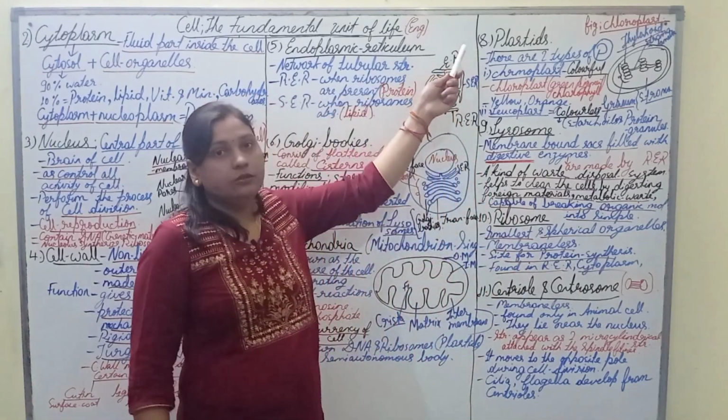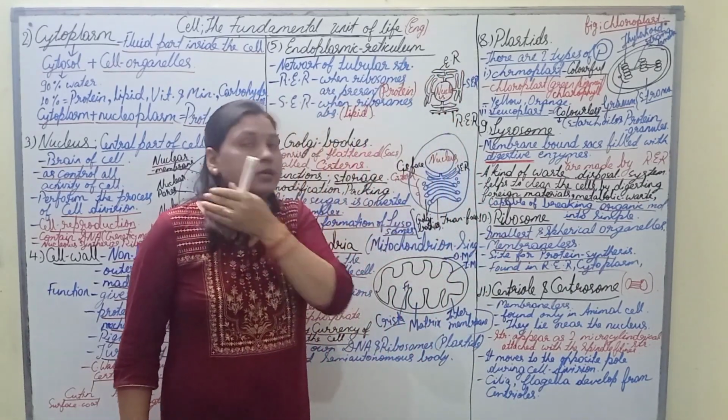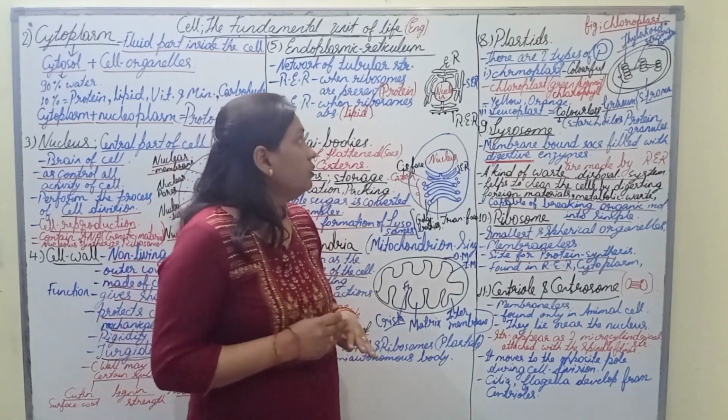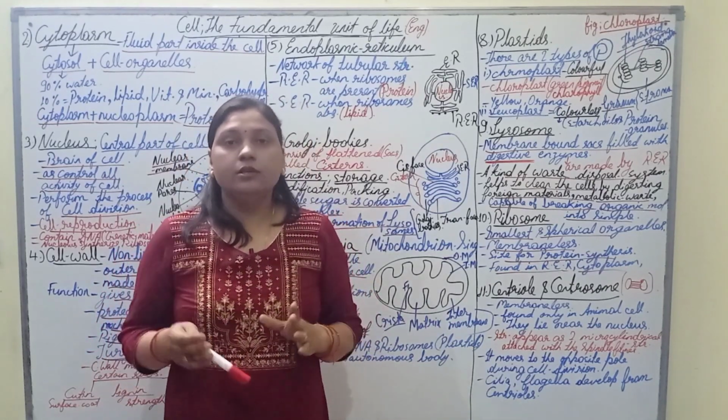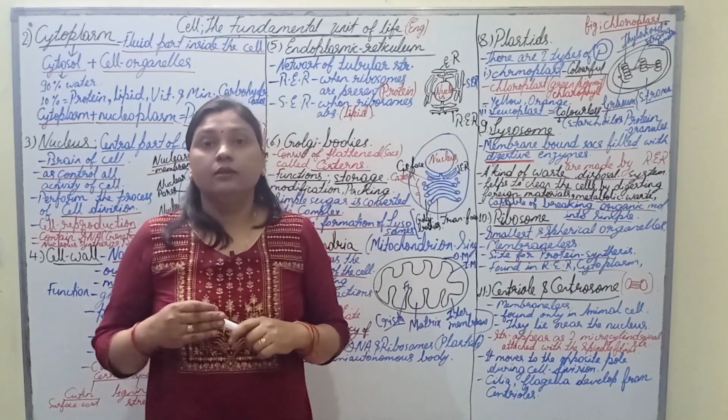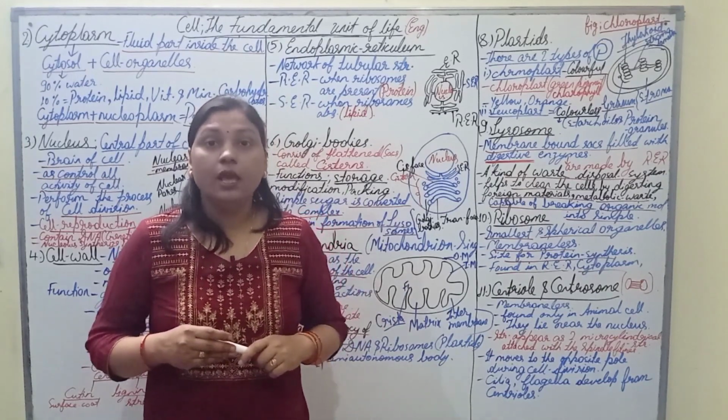Okay, now this plastid, is it clear? All right, plastids are present only in plant cells, and plastids are absent in animal cells.